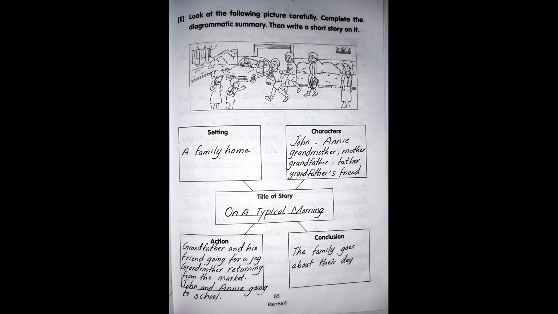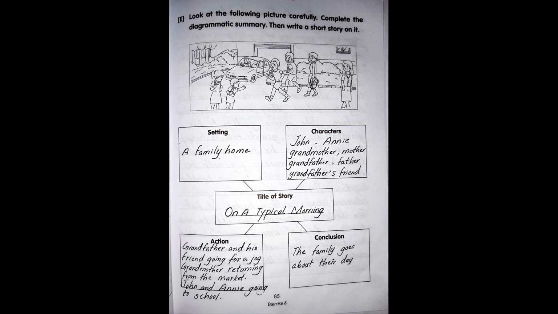E. Look at the following picture carefully, complete the diagrammatic summary, then write a short story on it. Setting: the setting is a family home. Characters are John, Annie, grandmother, mother, grandfather, father, grandfather's friend. The title of the story is On a Typical Morning.